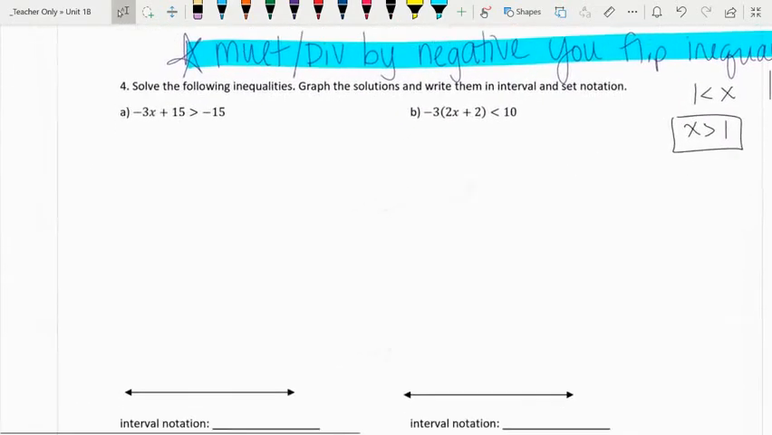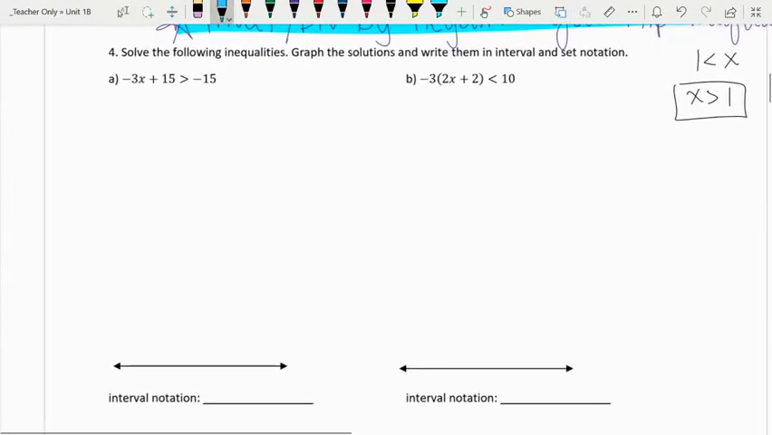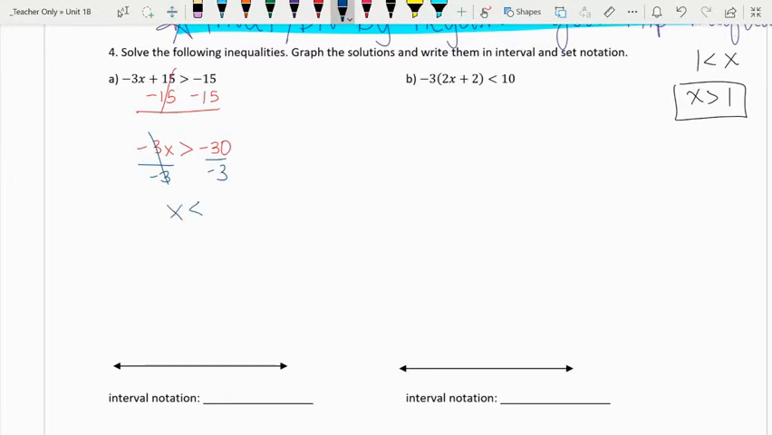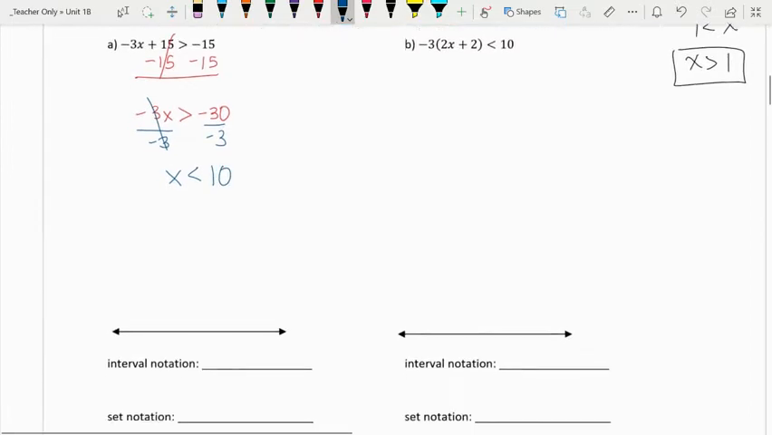So if we look at number 4, on this one, first thing we would do is subtract 15. And when we do that, we get -3x is greater than -30. And then we divide by a -3. Which, like I said, when you divide by a negative, your inequality flips. So instead of being greater than, it'll be less than. -30 divided by -3 is a +10.